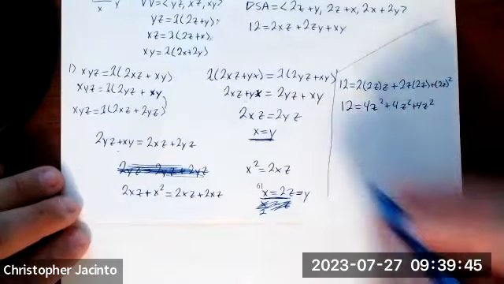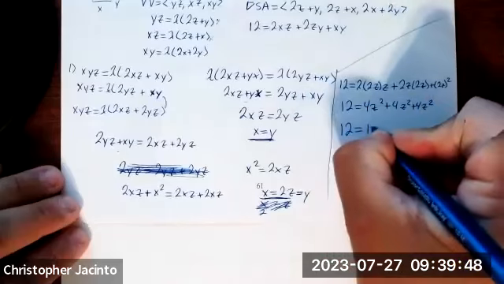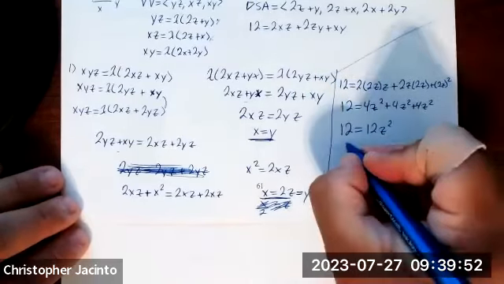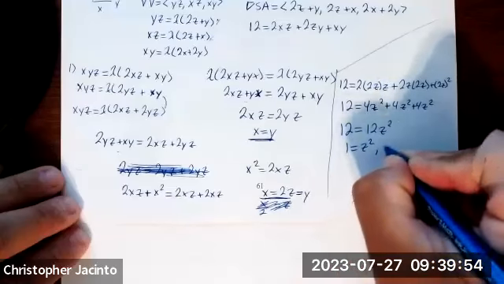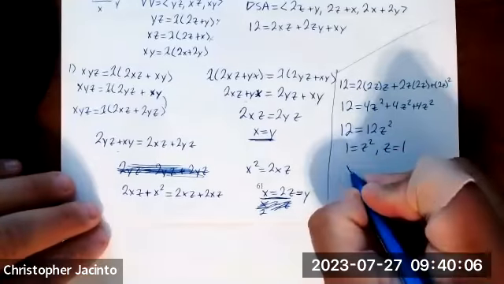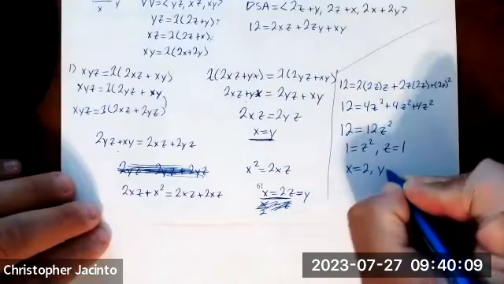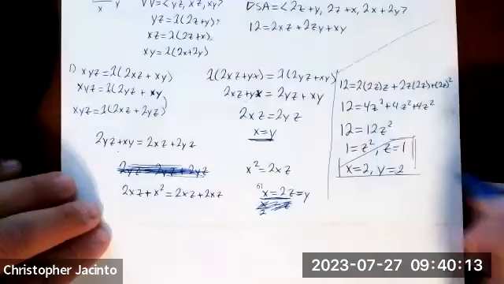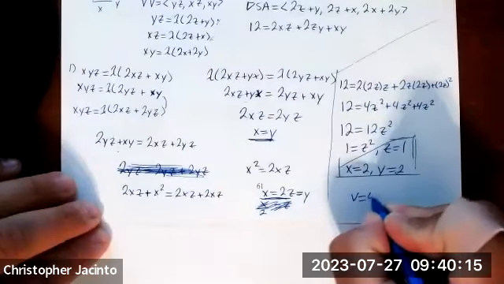Which is really nice, and just gives us that. There we go. So z equals 1. Therefore, x has to equal 2 and y has to equal 2 because it's double z. And therefore the volume from earlier is 4.